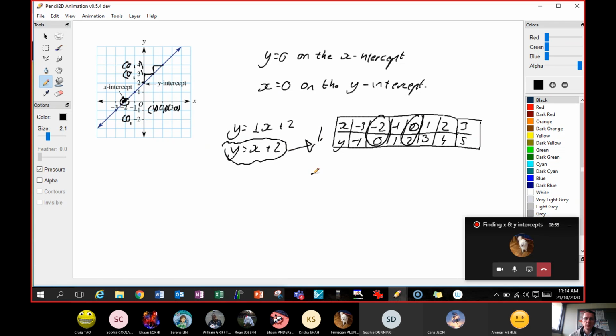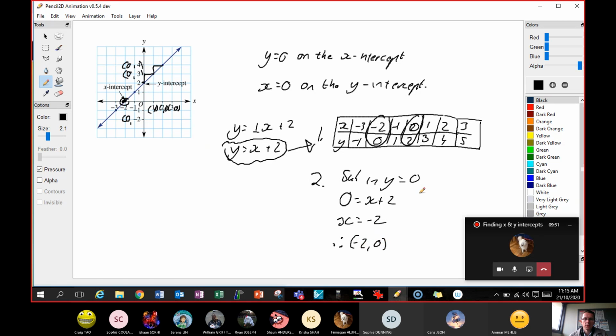The second way to do it is probably a bit easier. Well, we know y equals 0 on the x-intercept. So I'm going to sub in when y equals 0, and then I'm going to solve for what the x value would be. 0 equals x plus 2. So I've said, hey, if y equals 0, what does x equal? Well, you're going to minus 2 from both sides. x will equal negative 2. So therefore, we know that the coordinate is negative 2, 0, because we substituted in 0 for y, and x has to be negative 2.